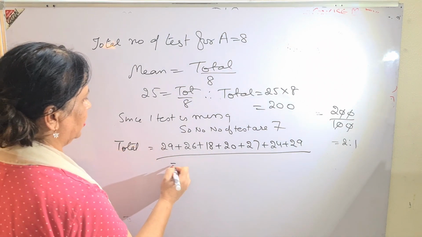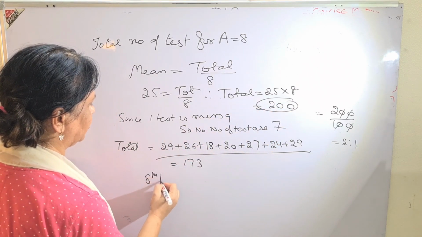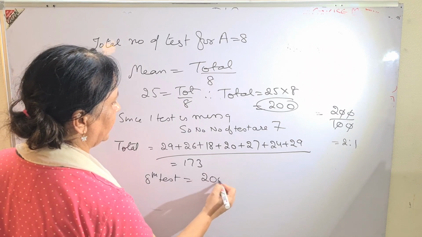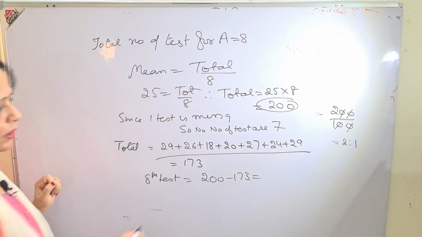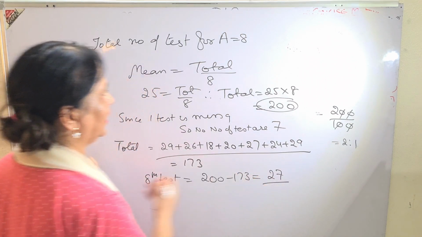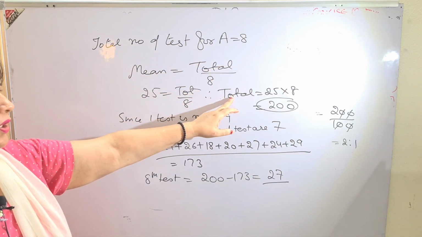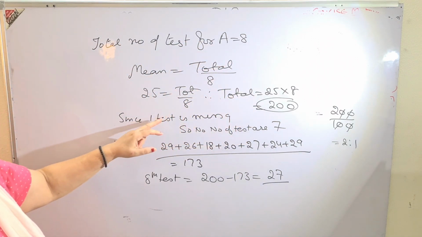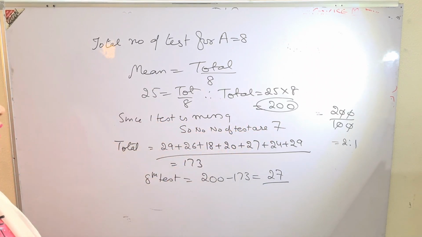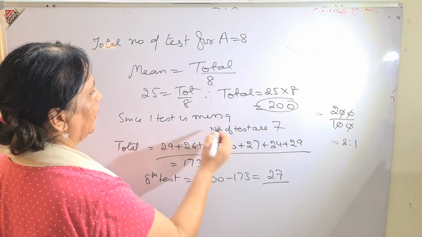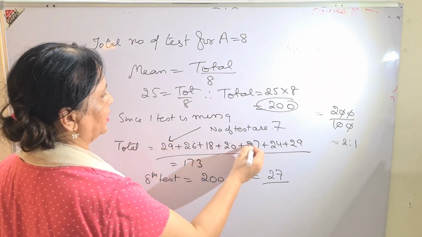So total will be equal to around 173, and before it was 200. So the 8th test which was missing will be 200 minus 173, and that is equal to 27. Again understand, total number of tests A had was 8, mean was 25, so I got the total of 8 tests, 200. But when he started counting, one of the tests was missing. So now the number of tests are 7, and whose numbers are 29, 26, 18, 20, 27, 24, 29.